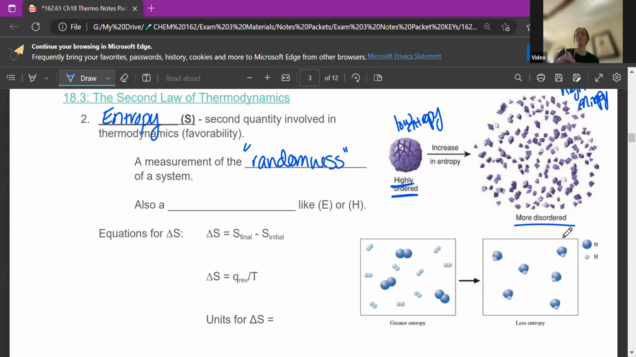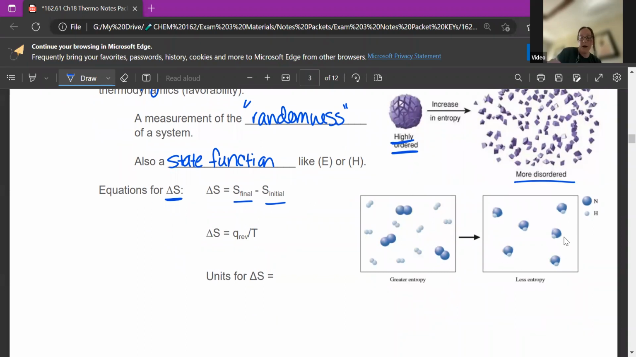Entropy in itself is a state function. We talked about these in 161. Like energy or enthalpy, the process to get there doesn't actually matter. It's just final minus initial. So delta S is S final minus S initial, the measurement of orderness of the final stuff minus the initial stuff. You can actually calculate it based on Q over T, or heat per temperature, or delta H over T. And the units for delta S are going to be joules per Kelvin mole.